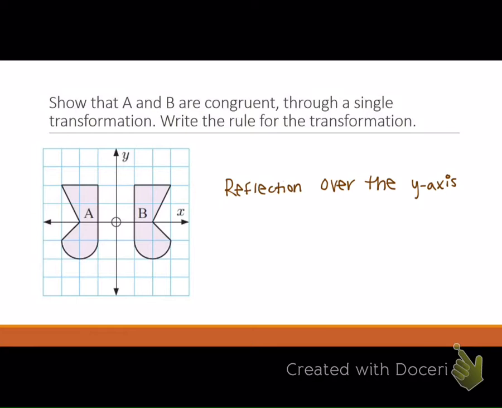So if you look at this point here, it is 1 away, and so is B. If you look at this point here, it's 2 away, and so is it in B. If you look at this point here, I'm sorry, that one's 3 away and 3 away. If you look at that point there, it's 2 and 2. So you'll notice that it folds evenly along the y-axis. So questions for that one before we move on to some compositions to prove that they're congruent.